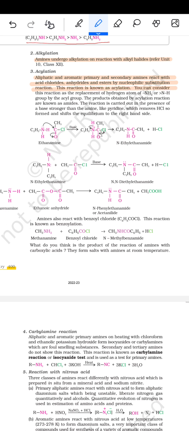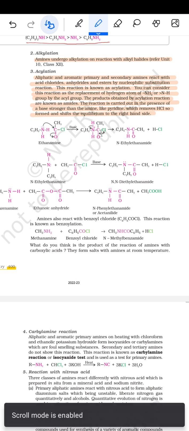You can consider this reaction as the replacement of the hydrogen atom of the NH2 or the NH group by the acyl group. The products obtained by the acylation reaction are known as the amides. The reaction is carried out in the presence of a base stronger than the amine like the pyridine, which removes HCl so formed and thus shifts the reaction to the right hand side.